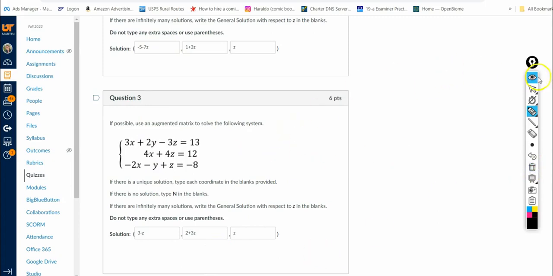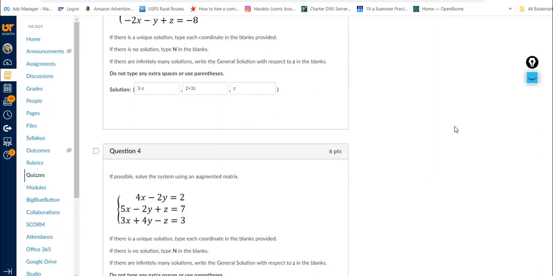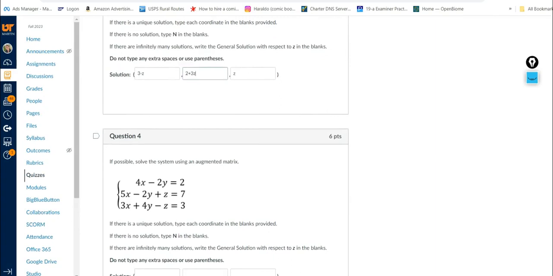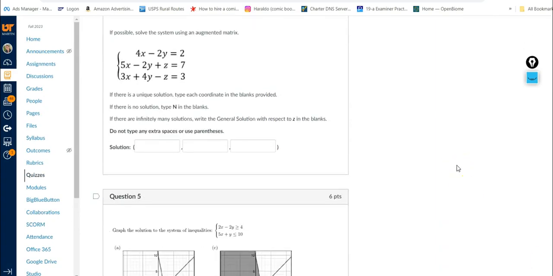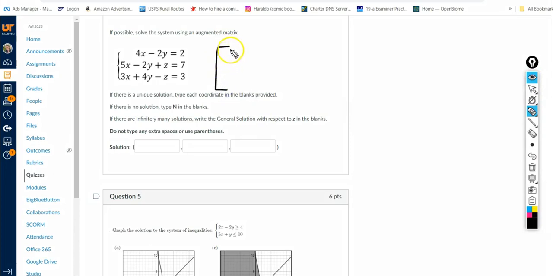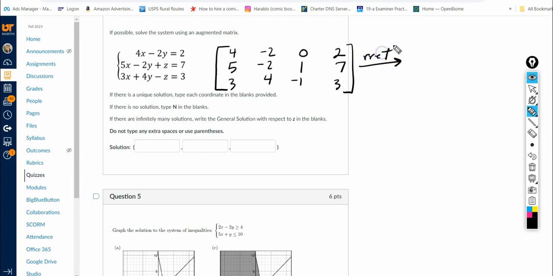Okay. All right, so let's keep going. We got one more, it looks like. So I'm going to have 4 times x minus 2 times y plus 0 times z equals 2. 5 times x minus 2y plus 1 times z equals 7. And 3 times x plus 4y minus 1 times z equals 3. And I want to get that into row reduced echelon form.